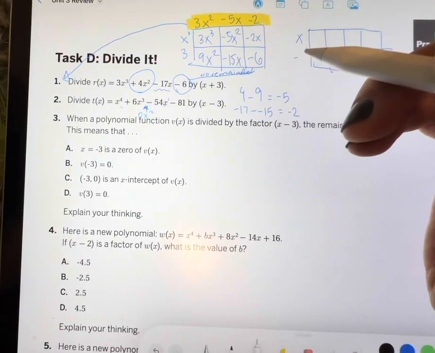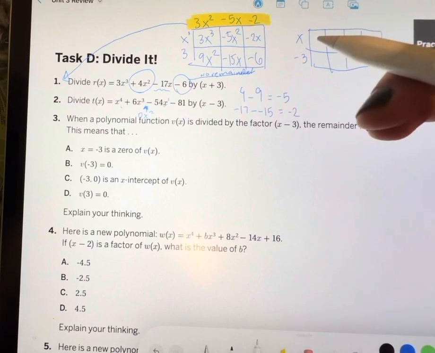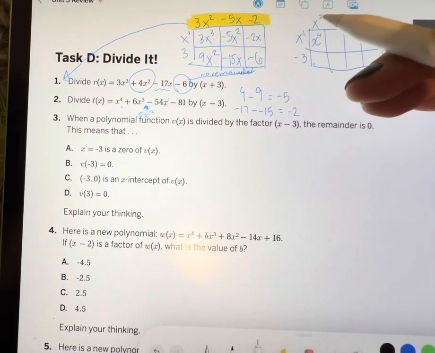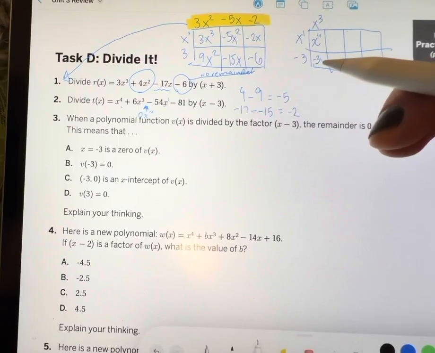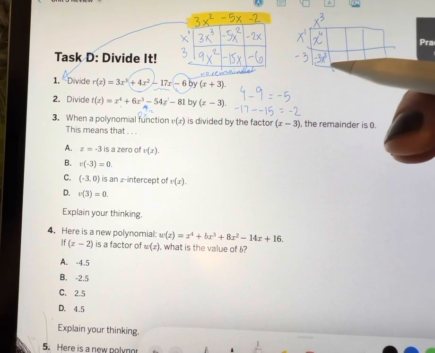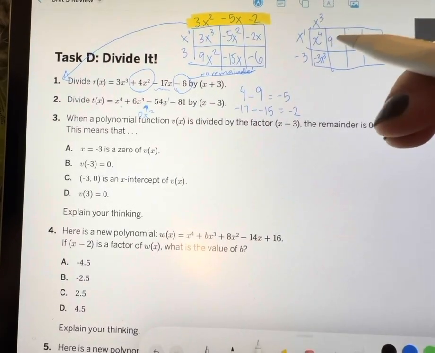Okay, so now you have x and minus 3. That's what we're dividing, goes here. The x to the 4th goes here. If it helps, put the 1 right there so that you can see x cubed goes there. Then negative 3x cubed goes there. And it's a negative 3, but I want it to be a positive 6, so I need another 9.